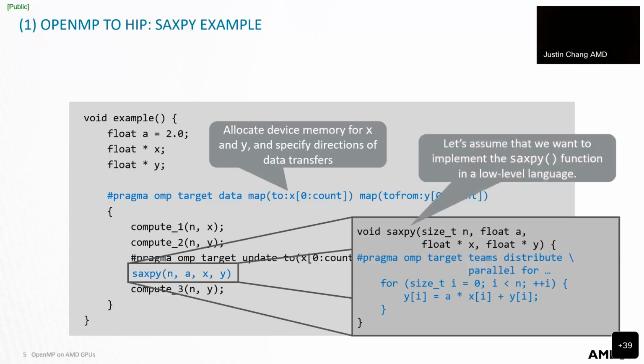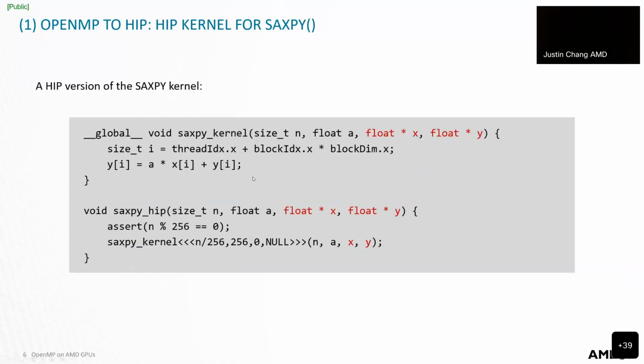Okay, so let's assume that this is an entirely OpenMP code. Let's assume that we want to implement the SAXPY instead in a low-level language such as HIP. So here's how you would do it. Let me present here a HIP version of the SAXPY kernel.